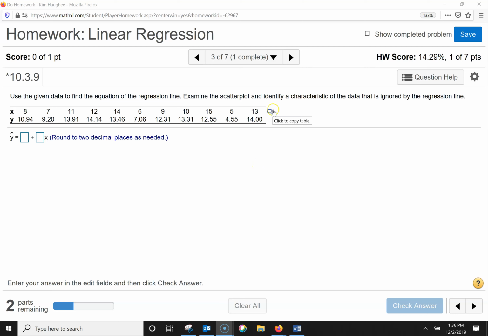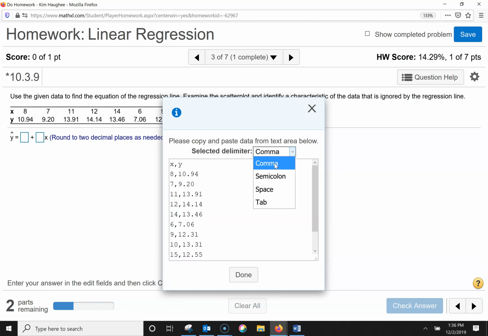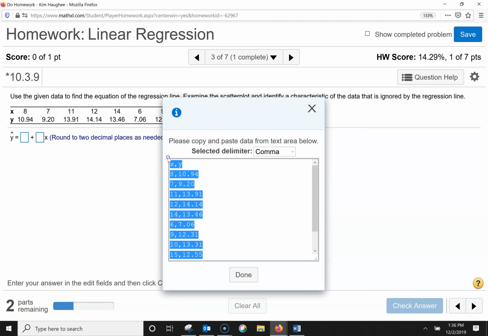In problem 3, you have a set of data that you're being asked to find a regression line for. If you do not wish to manually type this information in, you can click on the table, say copy to clipboard, and if it's not defaulting to comma, then have it as comma. Select your table.